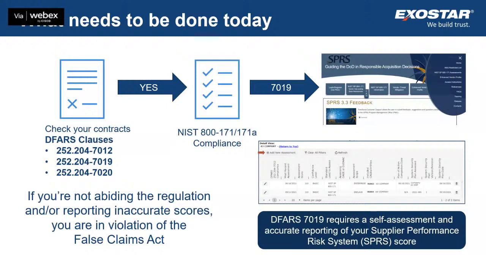And that assessment, the SSP coming out of that assessment, and that list of POAMs you have, if you haven't fulfilled all those controls, are the output, if you will. And that, again, generates that score that you enter into the SPRS system. So that's what you need to do today if you've got contracts that include the 252.204-7019 clause in that contract.